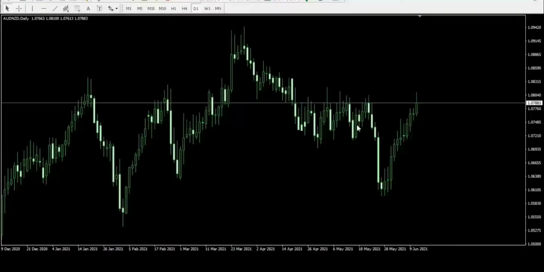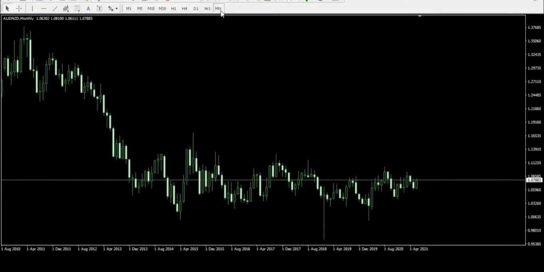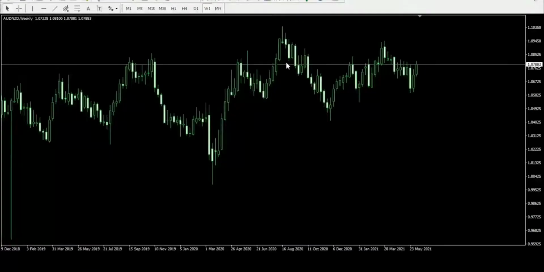So let's go to AUDNZD, Australia, New Zealand dollar. So we're on a monthly time frame right here. We have a market that made a move to the upside, pulled back. Now the market is going up again. So we are bullish on our monthly time frame.